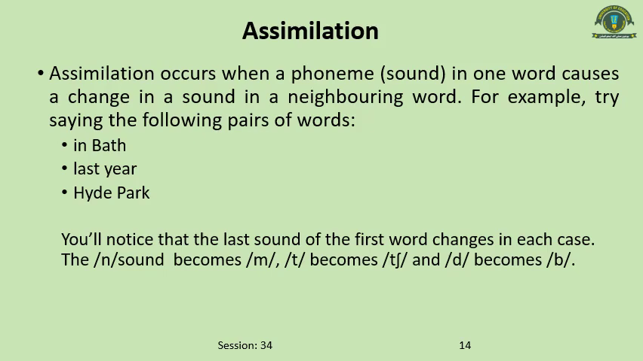Is it clear? So this is what we call assimilation, that when a phoneme or a sound in one word causes a change in a sound in a neighboring word. So the n of "in" is causing a change in the neighboring sound, that is b. So it becomes "imbath". Last year, Hyde Park. Is it clear?